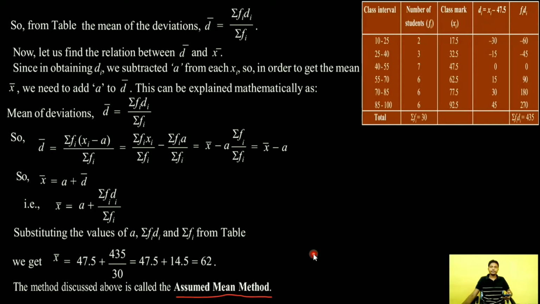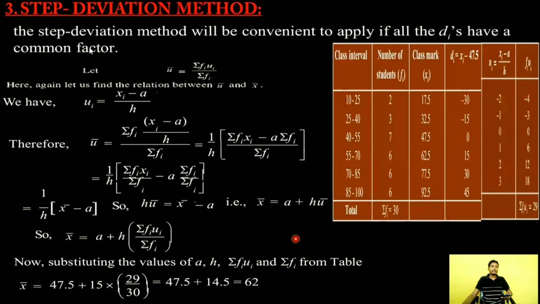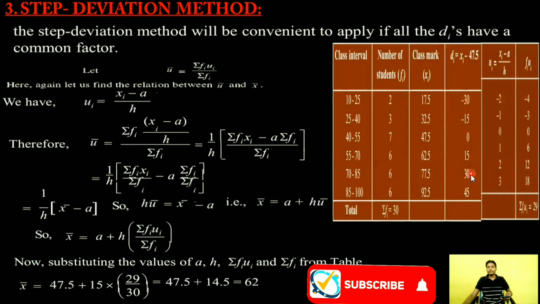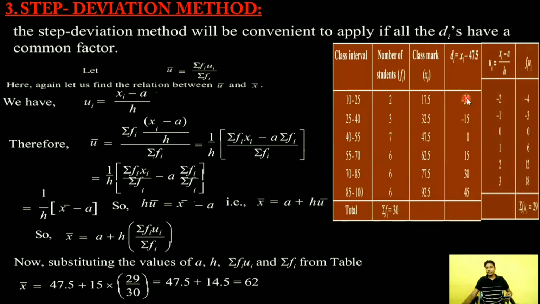Clear? Now there is another method, the step deviation method. Suppose every di contains a common factor. Here every di contains a factor 15. So we can divide every di by 15. This is denoted by ui, and ui is equal to xi minus a divided by h. Here h is equal to 15. So now we can find out fi ui, the summation of fi ui, and the summation of fi.